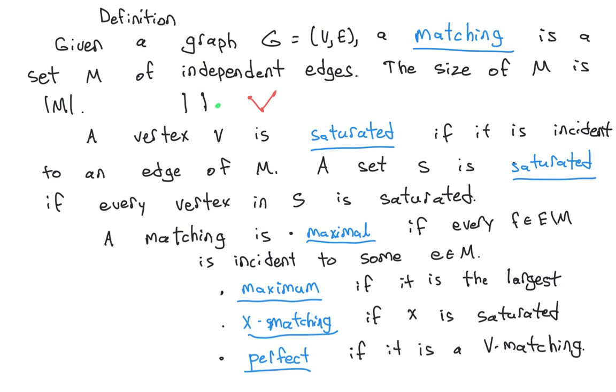We're going to say that a matching is X matching if a subset X is saturated. So a matching is X matching if every vertex in X is incident to an edge. Finally, if your matching is V matching, we're going to call it perfect. So a graph with a perfect matching, every vertex lies on at least one edge of the matching.